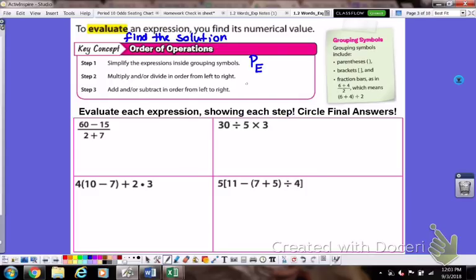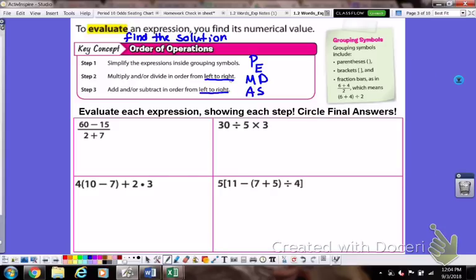So for that step 2, that's our multiply and divide. And then finally step 3, add and or subtract in order from left to right. So that's your add, subtract. Remember, from left to right for step 2 and step 3. It does not matter if addition or subtraction comes first. You have to go left to right.